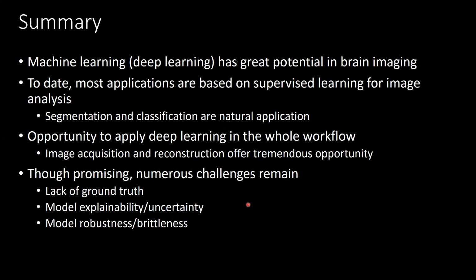So in summary, artificial intelligence has great potential in neuroimaging. And while the majority of the work is focused on segmentation and classification, there are significant opportunities to find solutions to challenging technical problems, such as model uncertainty and model brittleness.